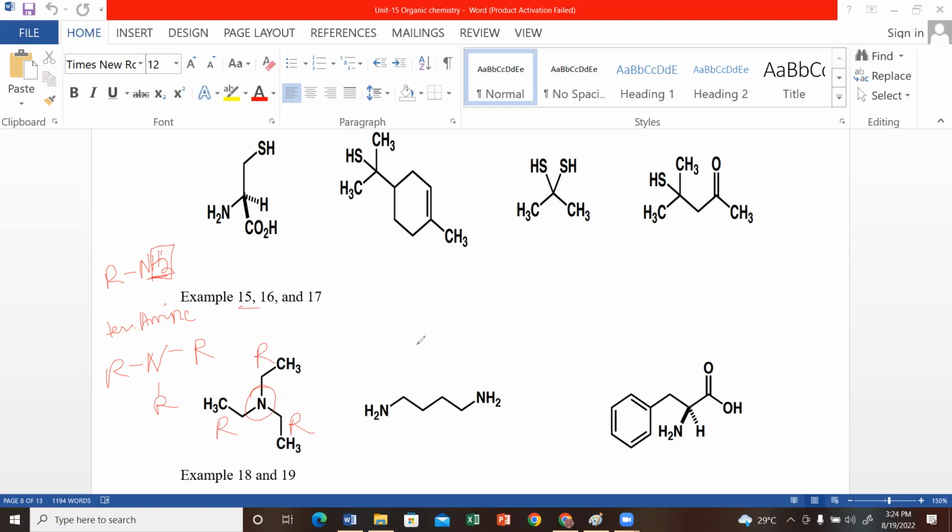The next example is also nitrogen containing, and here I'm going to use the same technique. First of all, I would identify the heteroatom. First heteroatom is there, second heteroatom is there. So there are two heteroatoms, but both are NH2 groups. That means primary amine. NH2 on this side, again NH2 on this side. So that one is diamine. The functional group which is present is amino, and two amino groups are present at a time. So it is diamine.